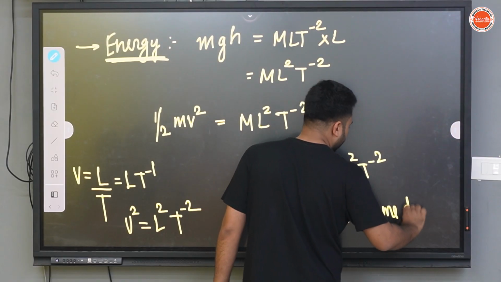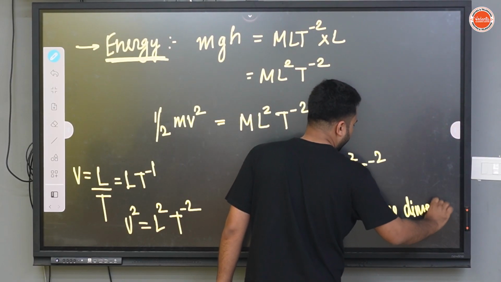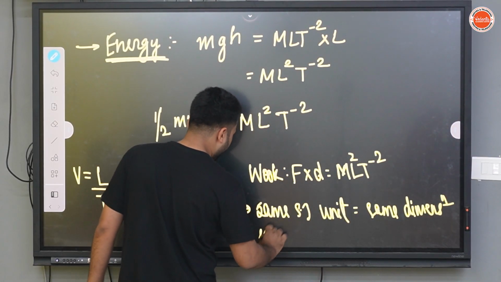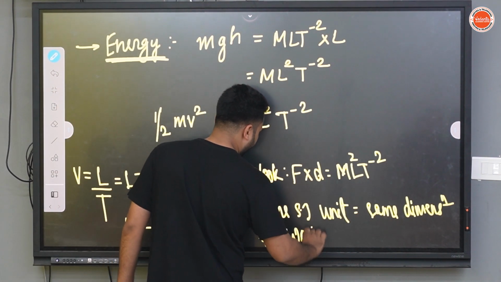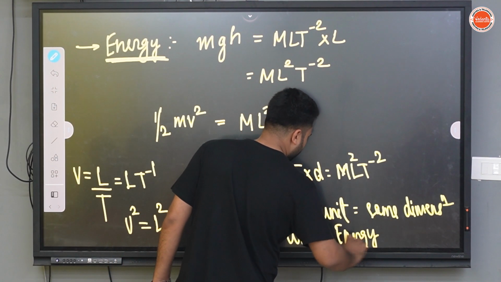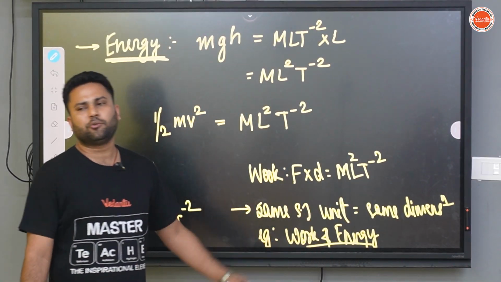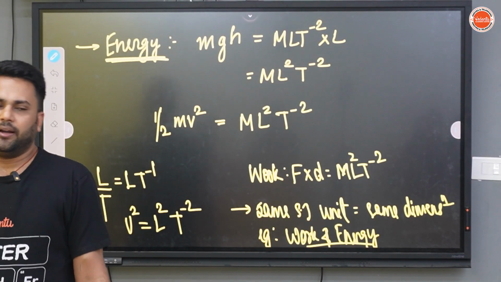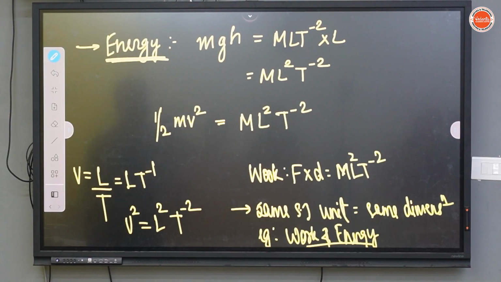So you can remember and write: same SI unit, same dimension. Example, work and energy. Both of them have the same SI unit, that is Joule, and therefore both have the same dimension also.